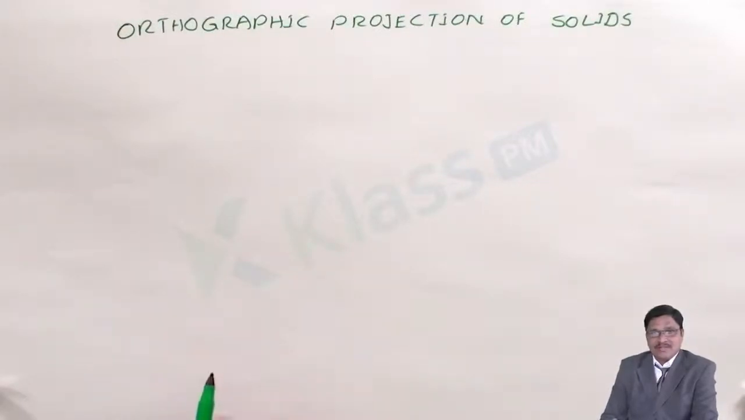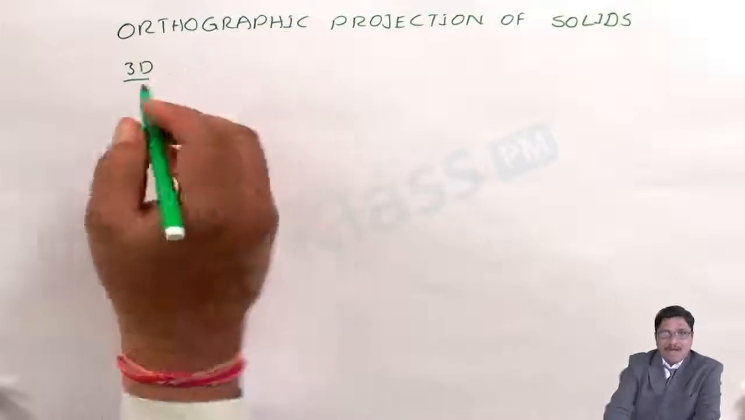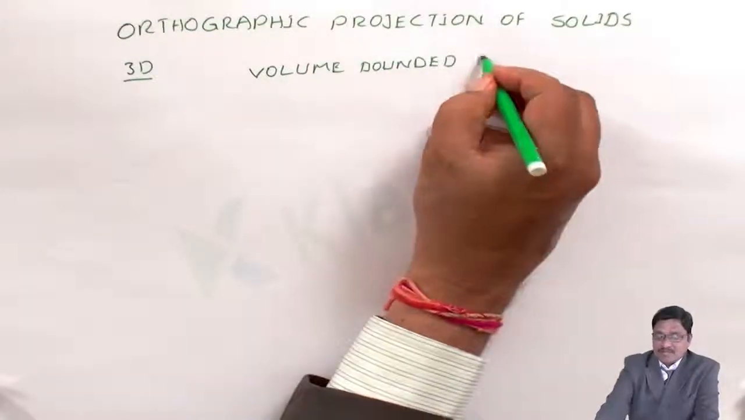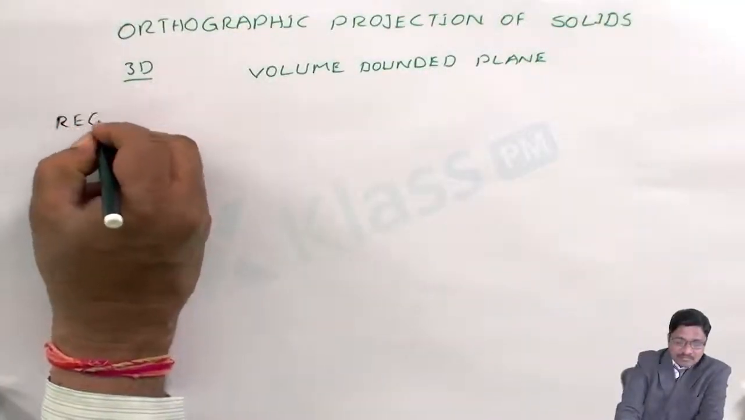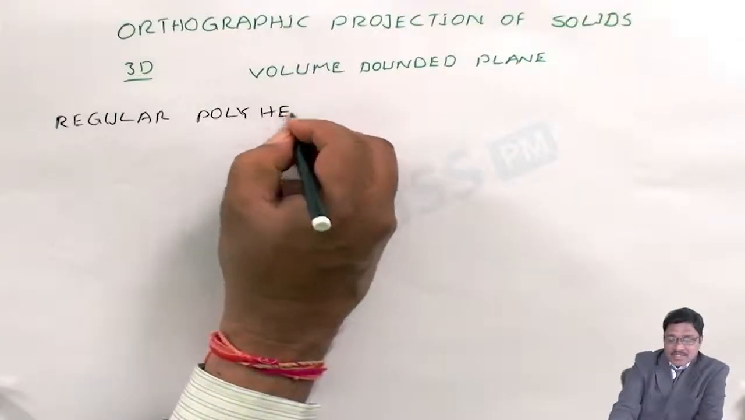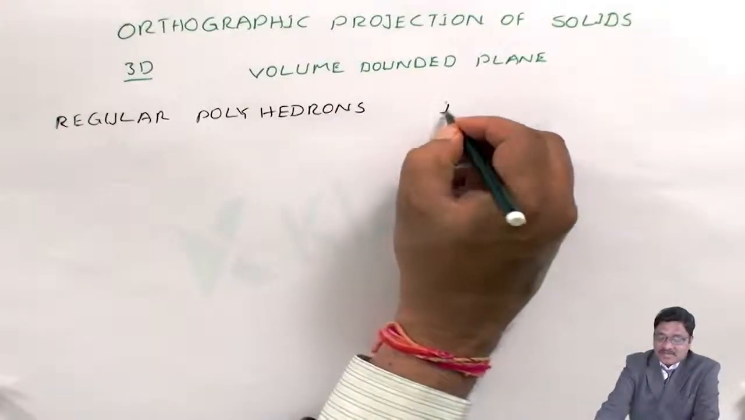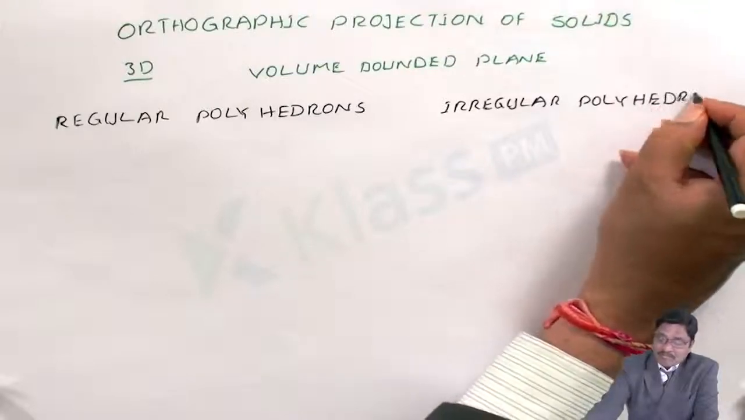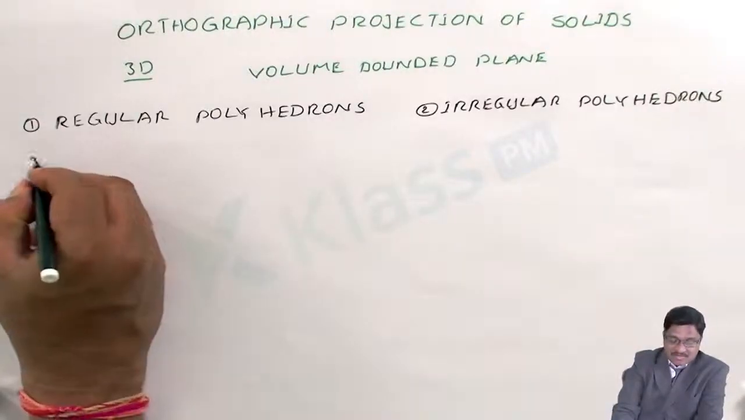Clear? So overall, make a note: a solid is a three-dimensional object, with volume bounded by planes. Overall we can classify solids into different classifications. One is regular polyhedrons. When we speak of regular, automatically there is the irregular, so the other classification is irregular polyhedrons. The third is other forms of solids.